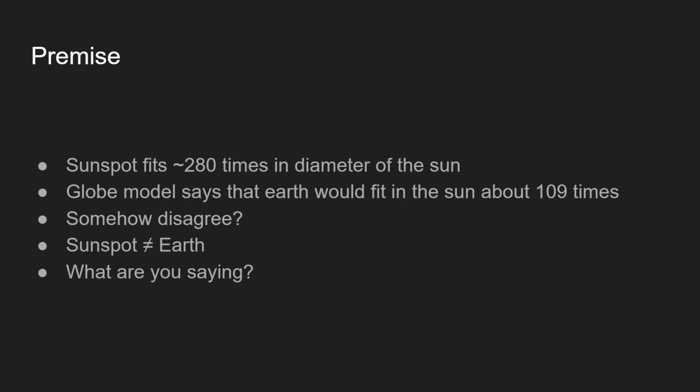Okay, the globe model says that the Earth would fit in the sun about 109 times in terms of diameter. No issues with that statement. That's what the globe model says. How do these two disagree? The sunspot isn't Earth. Is that what you're saying? Like, what's the problem? It's like me saying the Eiffel Tower is in Paris and I just ate an orange and therefore cars can't drive. Those two things have nothing to do with each other.